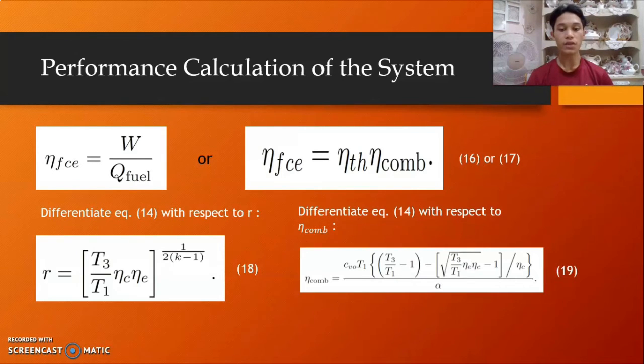The values from equation 19 can be defined as the upper limit values for the combustion efficiency as it satisfies the cycle feasibility and yields positive values for the compression ratio.